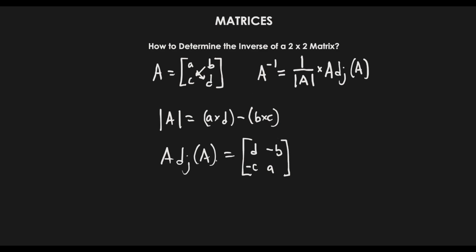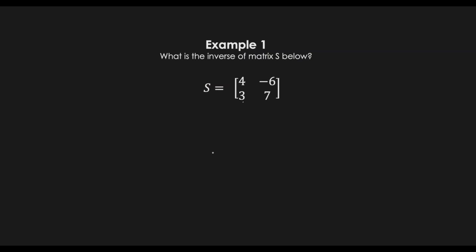Now, what we're going to do is try to find the inverse of some matrices so you can see how this applies in principle. So we have matrix S below. What is the inverse of matrix S? Based on our earlier explanation, the inverse of S would be 1 over the determinant, multiplied to the adjoint of S. So in order to find the inverse, let's look for the determinant of S first.